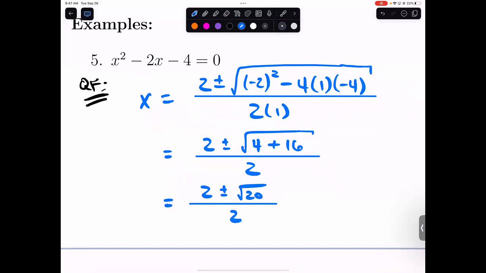Square root of 20. Is 20 a perfect square? No, shoot. If we're looking for exact values then, which we often will be, I need to break 20 down. It's 4 and 5. 5's prime, but 4 is 2 and 2. So the square root of 20 is 2 square roots of 5.